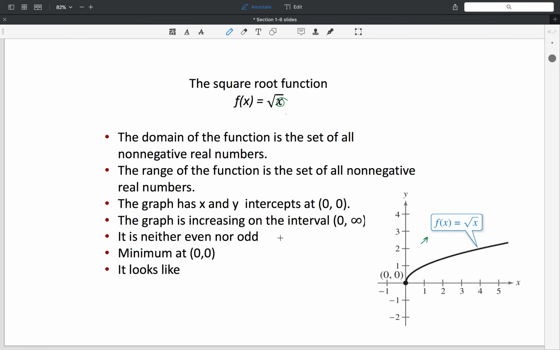It's neither even nor odd because you can't plug a negative number in. And the minimum is 0, 0. It's the low point on the graph. And that's what the graph looks like. You can get these graphs by plugging them into Desmos or a calculator.